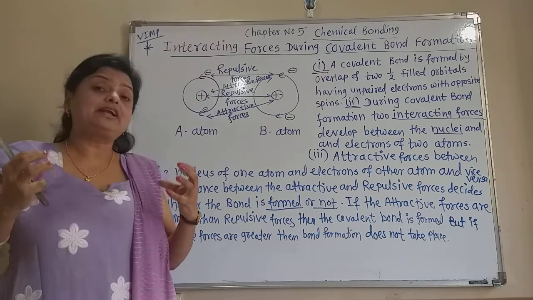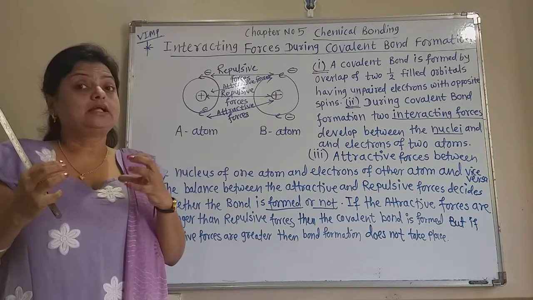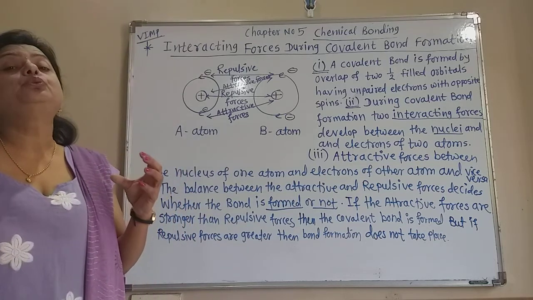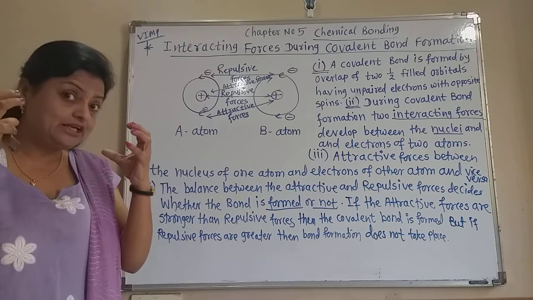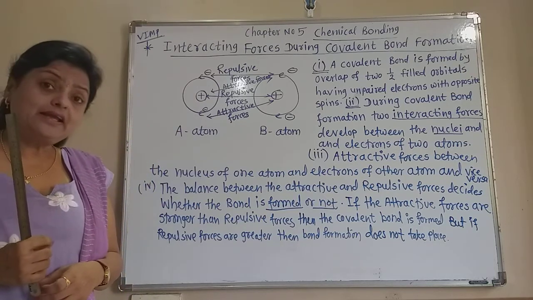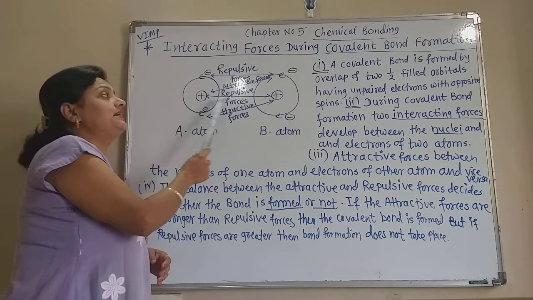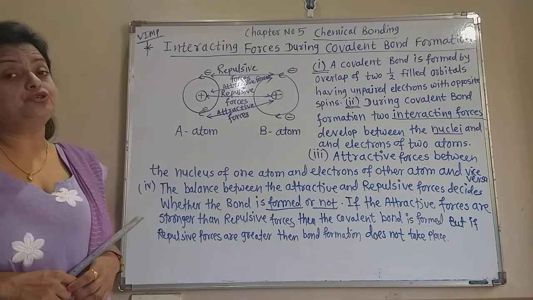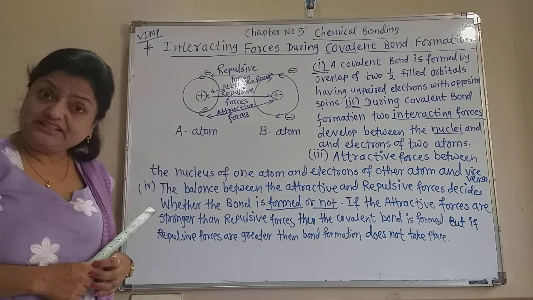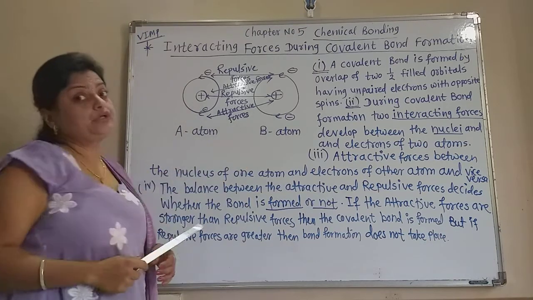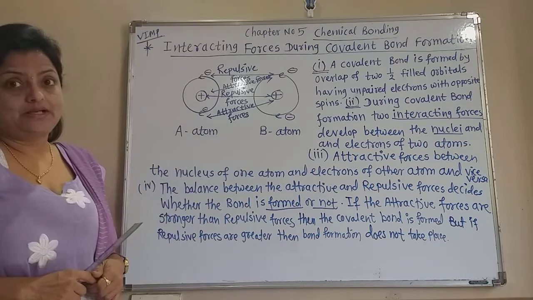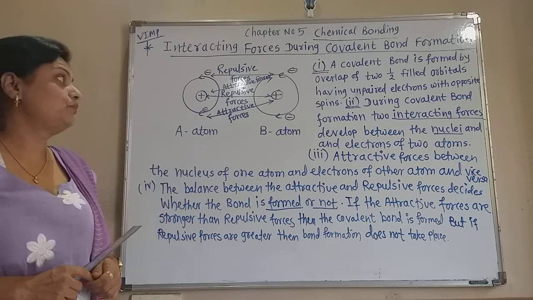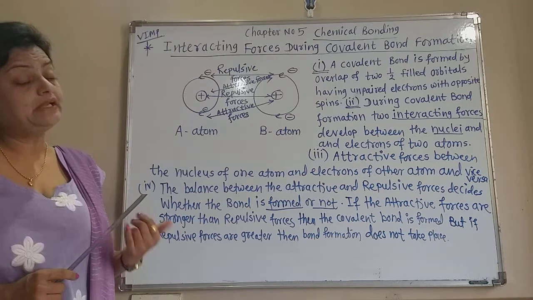So when two different atoms approach each other, repulsive forces work between the electrons of the two atoms. Again, we know that on the nucleus there are positive charges. So when the two atoms approach each other, there is repulsion between the two nuclei of these two atoms, because there are similar charges on the nuclei, that is, positive charges. So there must be repulsion.